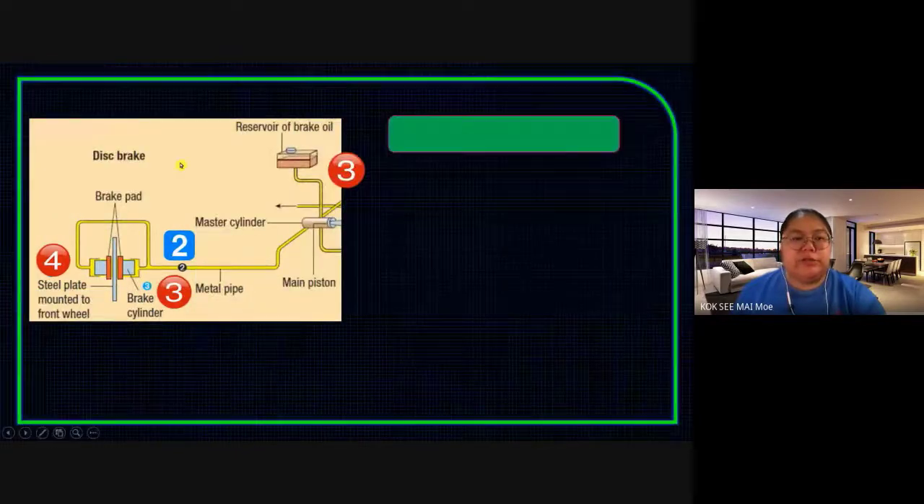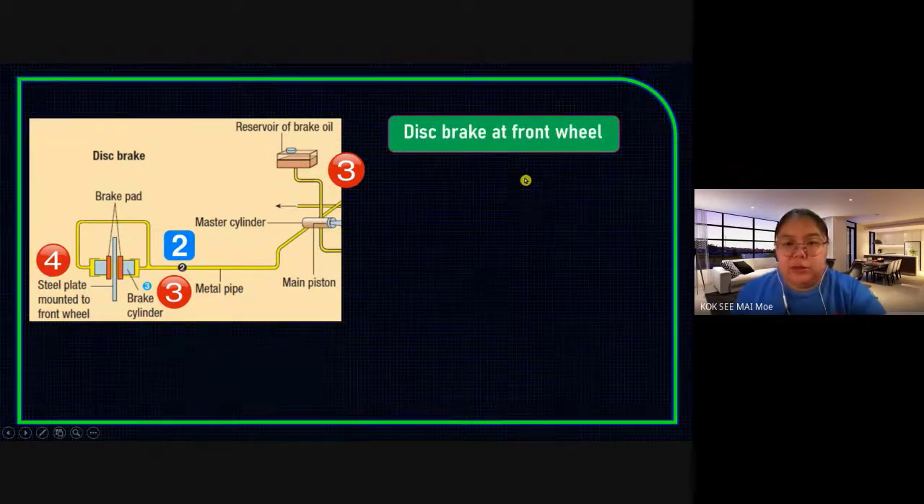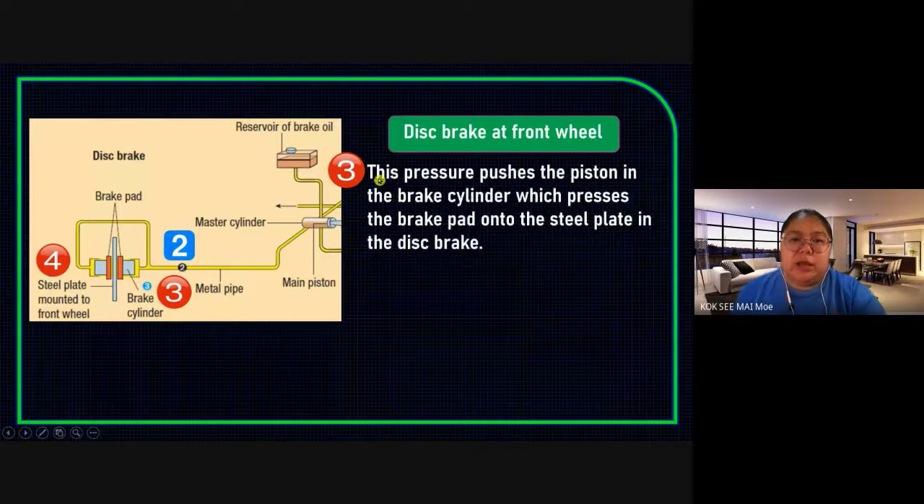Okay, differences for the front first. This one is a disc brake in front. Okay, disc brake of the front wheel. This pressure pushes the piston in the brake cylinder, which passes the brake onto the steel brake in the disc brake. So you can see the yellow color.